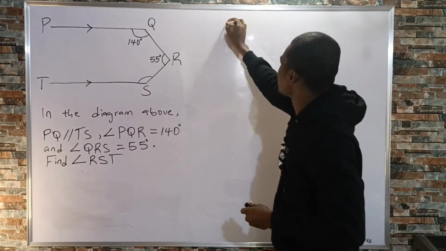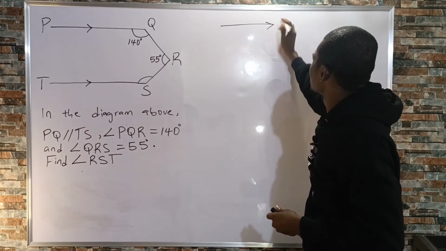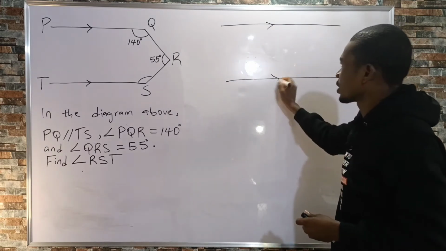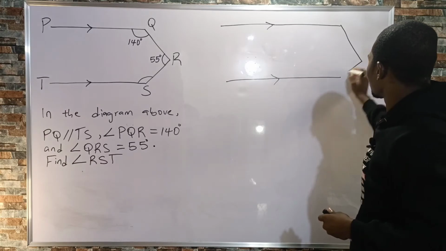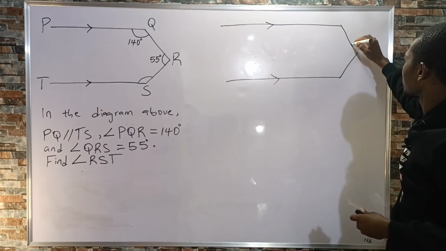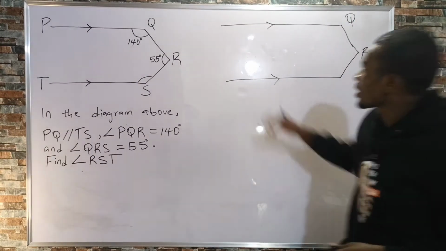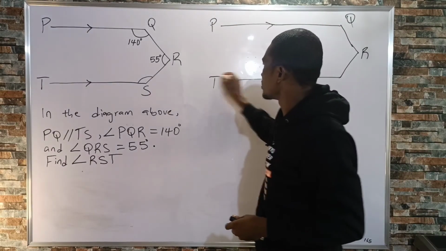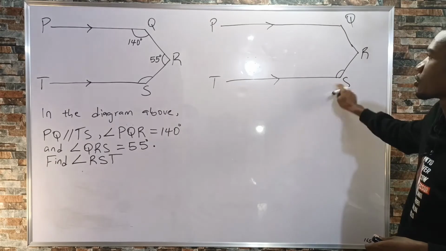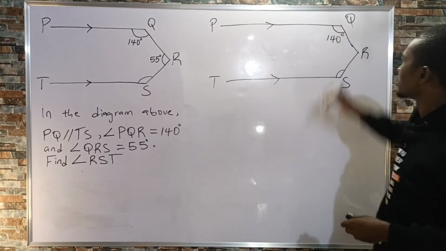So here I have the first parallel line, which is parallel to this other line. Okay. So here I have R, I have Q here, I have P here, I have T here, I have S here. So this is the angle we are asked to find, which is angle S. So here we have the angle 140 degree.